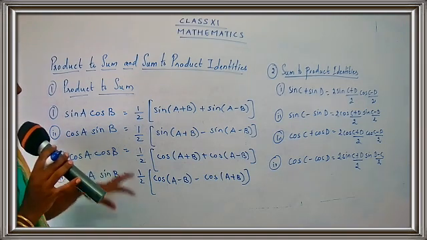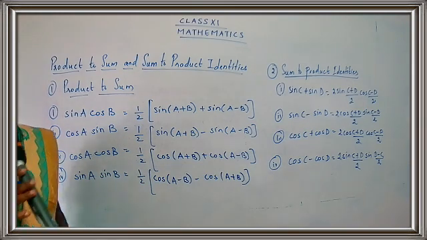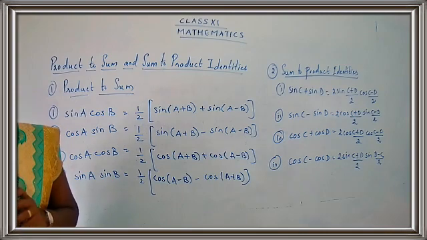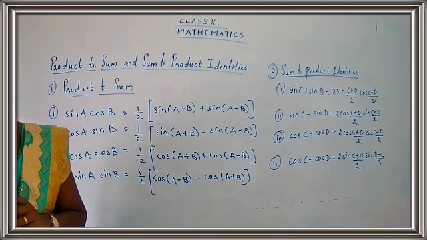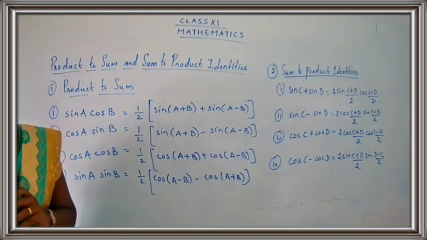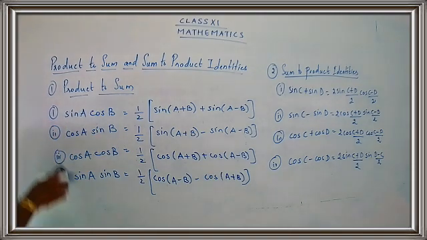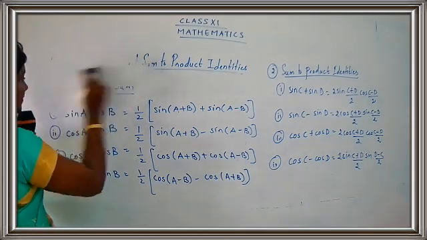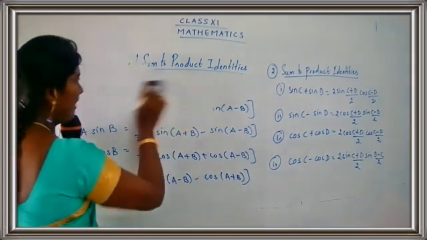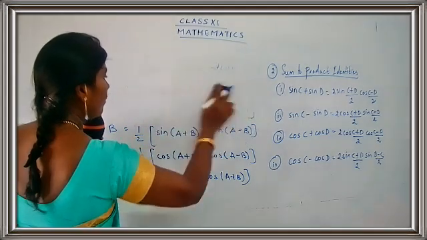Children, product to sum 4 and sum to product 4. We have 3 more identities. Let us write down 3 more identities and then we will continue with our exercise 3.6. Have you completed the first part, product to sum? Okay children, now let's go for the remaining 3 identities. We have 3 more identities to be taken down.